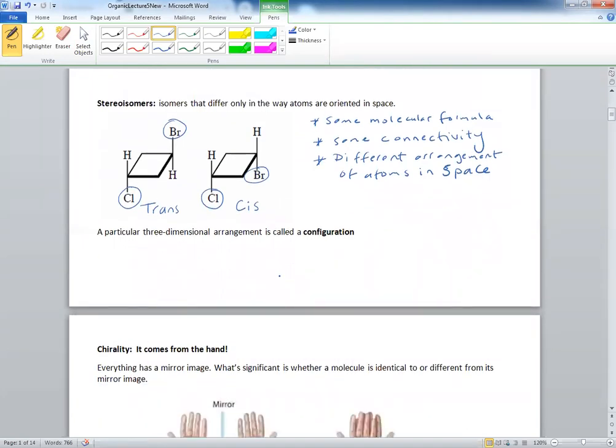So what is the name of that? Well, a particular three-dimensional arrangement is called a configuration. Okay, so make sure you don't confuse this with conformation. Conformation is when a single bond rotates, and it's happening continuously at room temperature. No, this configuration does not rotate. It stays, it's stationary. You won't have this bond rotate and then the carbon is going to make now the bromine up, or this chlorine up. That's not going to happen.